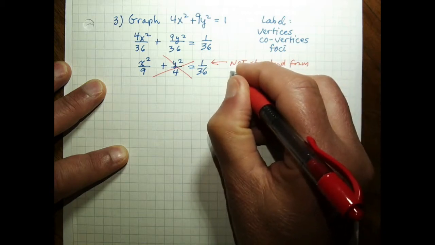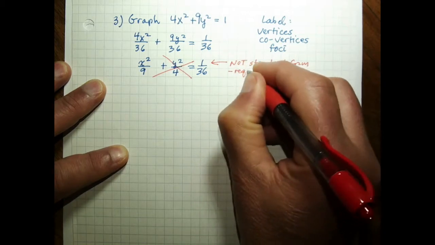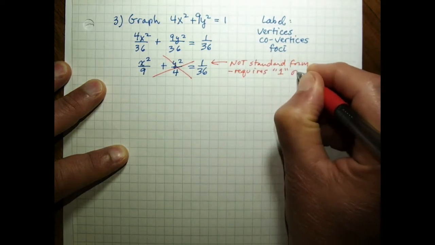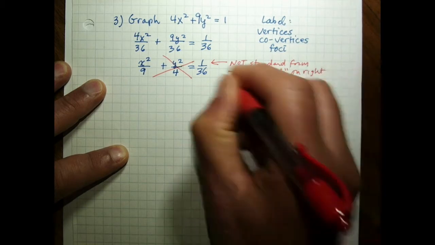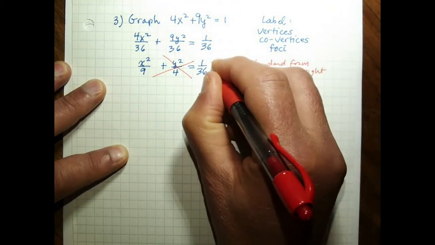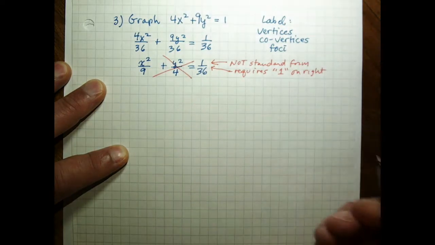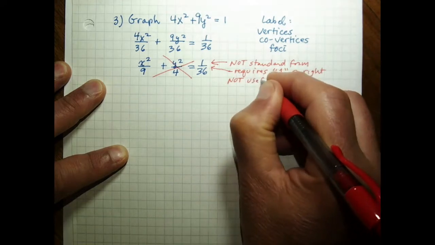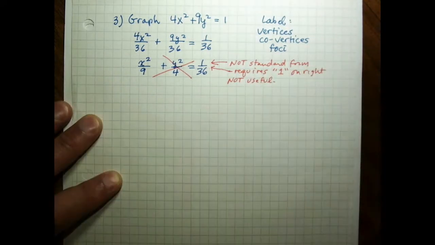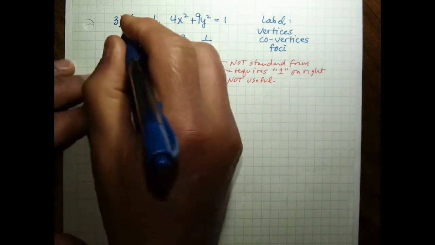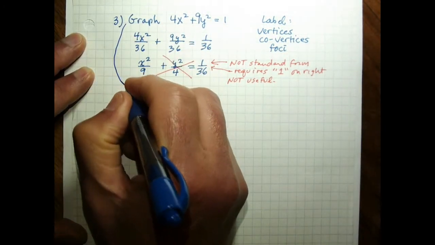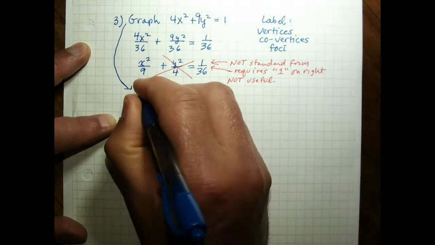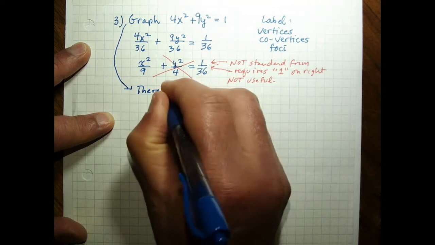Standard form requires a 1 on the right-hand side. So we don't have our 1 on the right-hand side. We have 1/36. So this is just not useful. The point I want to make here is we're just going to go back to this original equation. There's actually no need to put the equation in standard form.